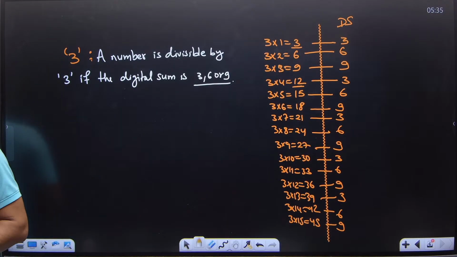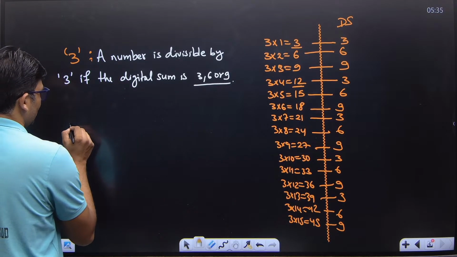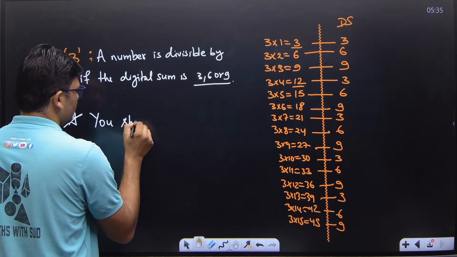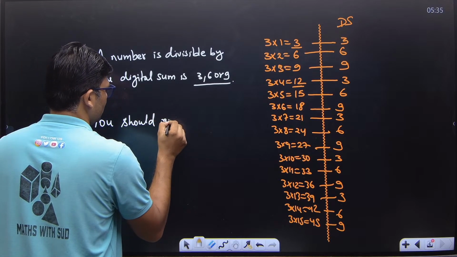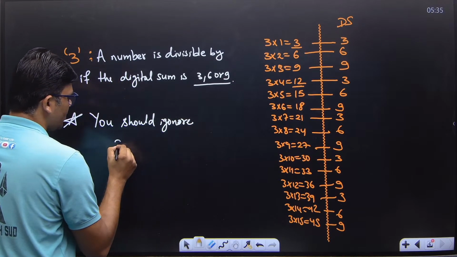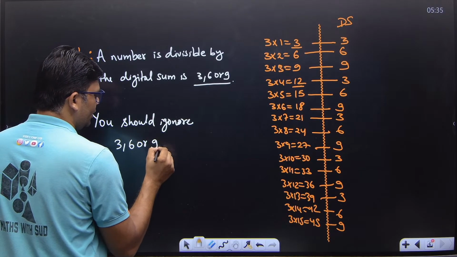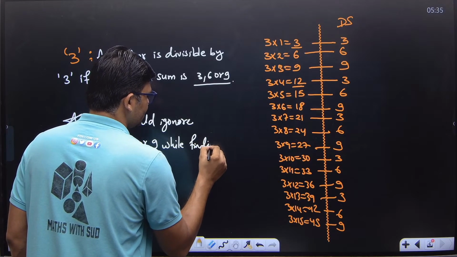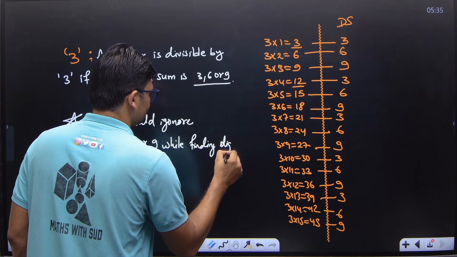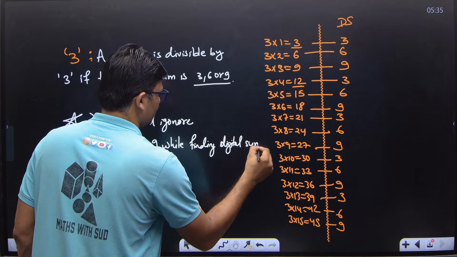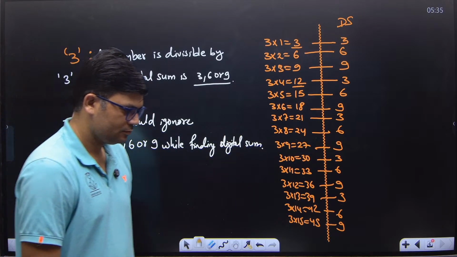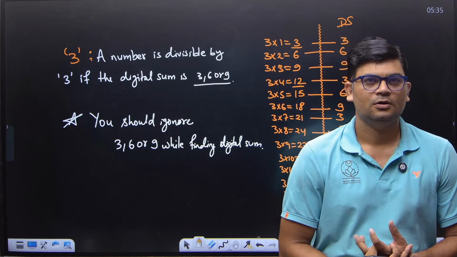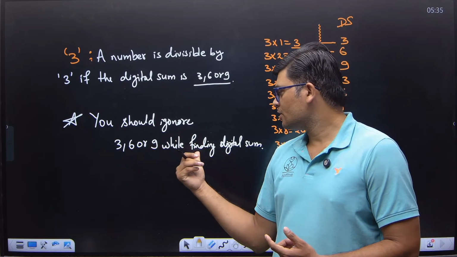And one of the important things that you have to see here is, you can make a star and write, you should ignore 3, 6 or 9 while finding the digital sum. What I said, you should ignore 3, 6 or 9 while finding the digital sum.